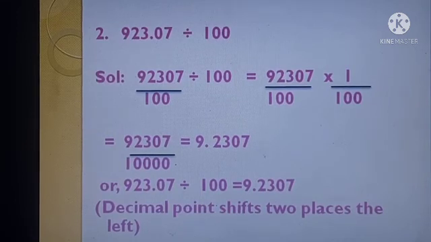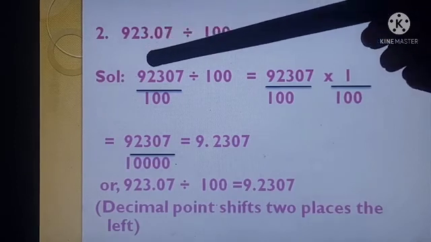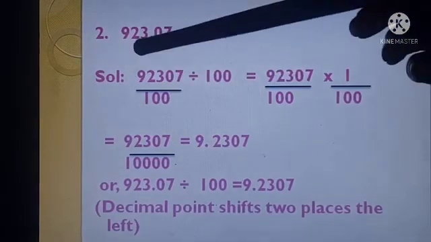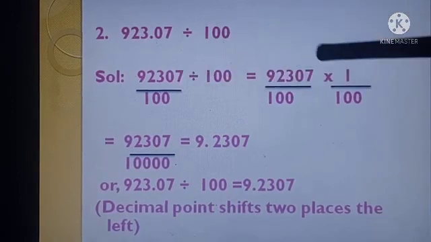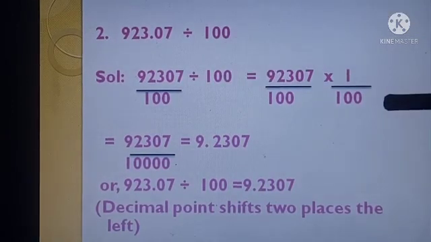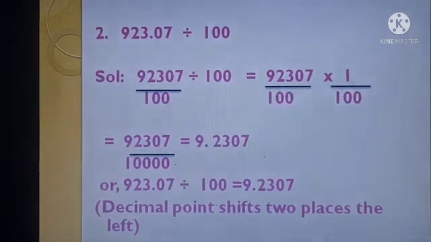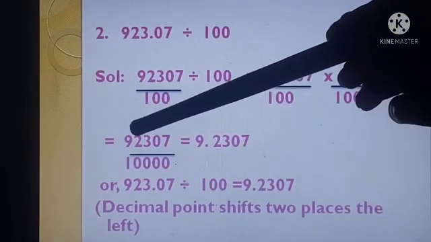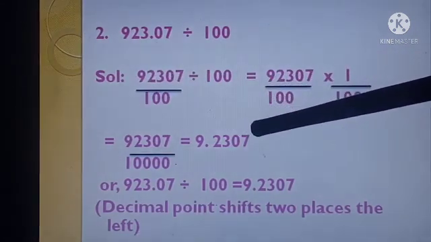923.07 divided by 100. This is our next question. When we remove this decimal, it will become 92307 upon 100. So 92,307 upon 100 divided by 100. Divide will be replaced by multiply, and 100 will become 1 upon 100. Now the denominator has 4 zeros, that is 10,000. 100 multiplied by 100 is 10,000. Now count 4 digits from the ones place, 1, 2, 3, 4, and before 2 you have to put the decimal. It will become 9.2307.